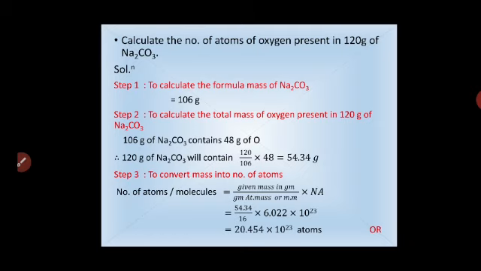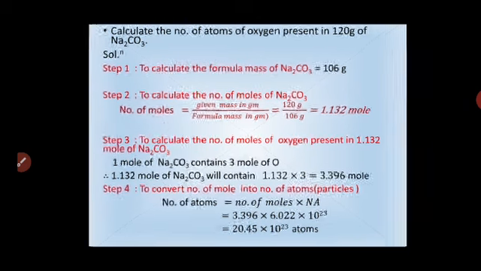Now in this, which three steps have we followed? First we have calculated the formula mass, that is the molecular mass of Na2CO3. Then we have calculated how much oxygen mass is present in that 120 gram, and then the mass is converted into number of atoms. Or else, one more method.